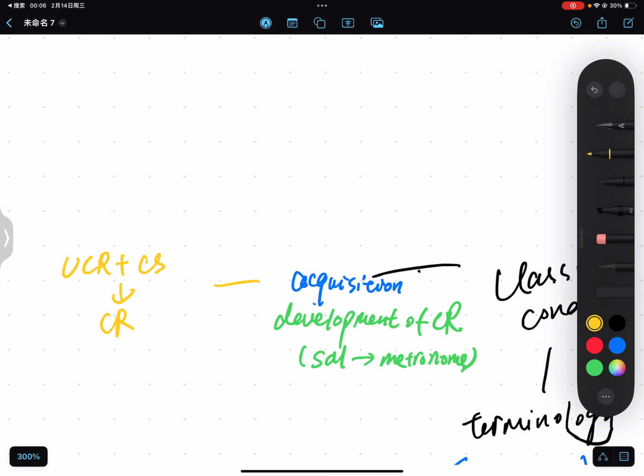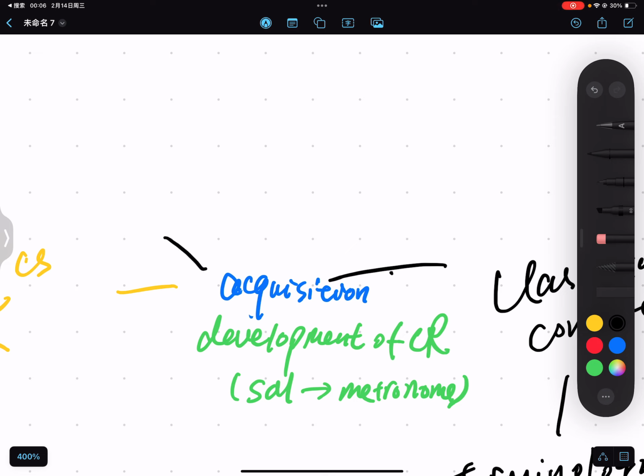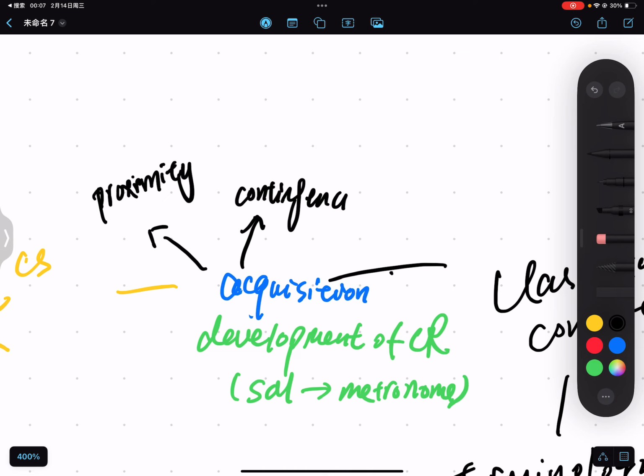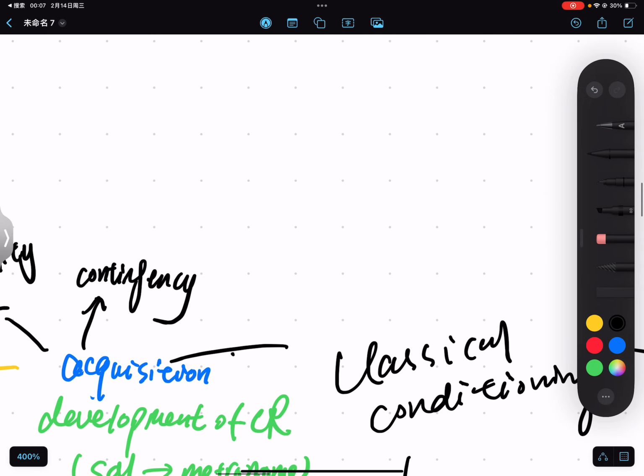So the acquisition needs two important things. One is proximity, meaning the time must be close. If the food appeared and the metronome appeared, but I don't give the food immediately, there's no correlation. So the second is contingency and correlation. Can we relate the two things together, right? So will you relate your headache to eating cake, right? This is contingency.